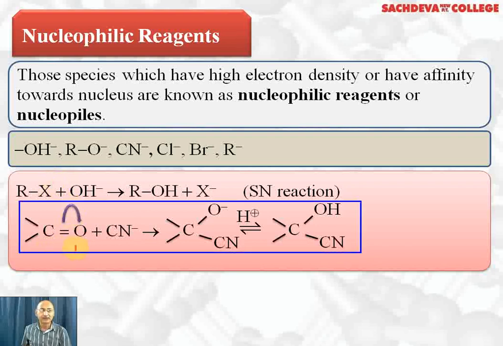Here we have carbon double bond oxygen, that is carbonyl group, where cyanide, that is a nucleophile, is attacking. Carbon is positive, oxygen is negative, so cyanide ion will attack carbonyl carbon and get attached to it. Oxygen will become negatively charged. And if we add H+ ion, H+ ion will combine with negatively charged oxygen to form this compound which is called cyanohydrin. Now here nucleophile is being added, therefore this reaction is called nucleophilic addition reaction.